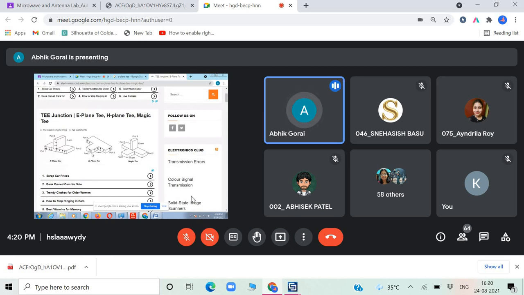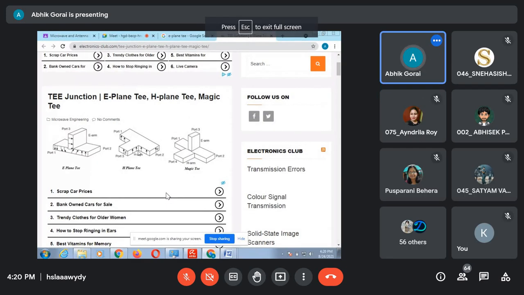In the H-plane T also, the slot is made somewhere at the middle, but in the narrow wall. If you give input through port 3, the power will get divided equally in port 1 and port 2. Both phenomena are similar. But what is the difference? If you look into the electric field distribution in the E-plane T, you can see that in port 1 and port 2 the fields are 180 degrees out of phase.